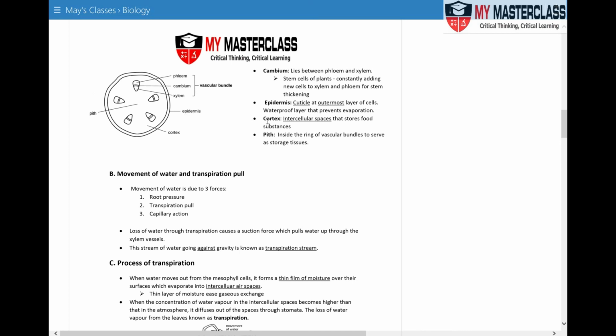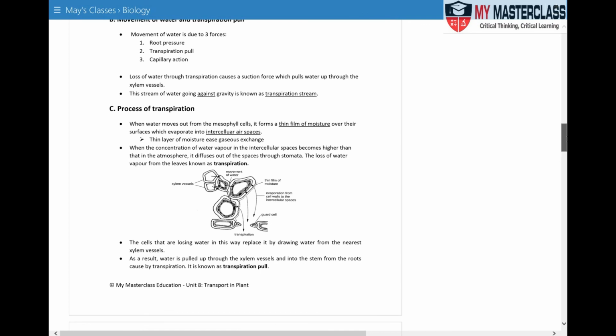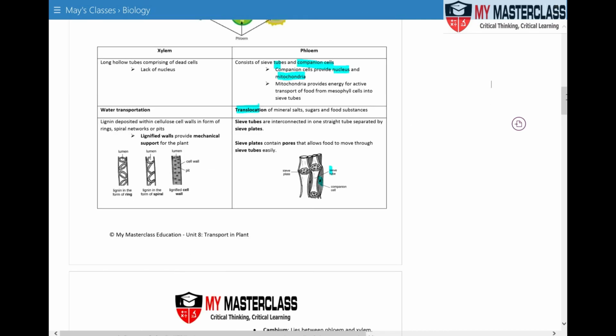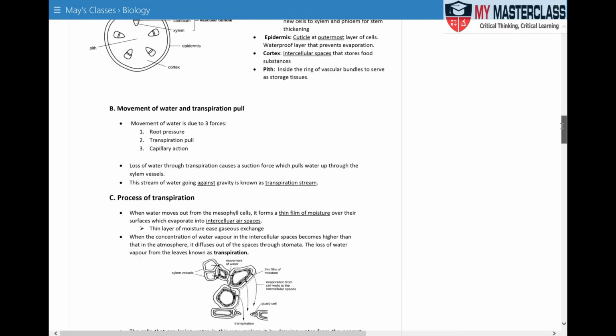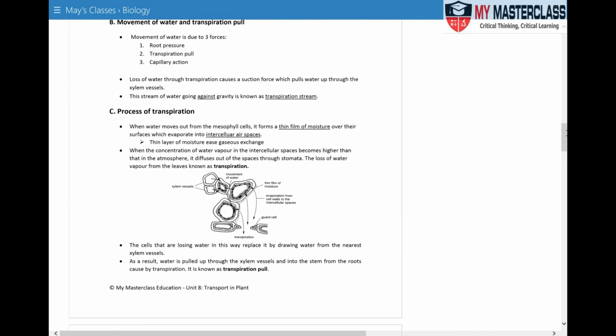Okay, so now for the movement of water and transpiration pull, just to summarize, we have root pressure from the roots, transpiration pull by the leaves, and capillary action due to the narrow structure of the xylem vessels themselves. Since the water is going up against gravity in the xylem, that is what we know as the transpiration stream as well. Stream, because it is water that is going upwards against gravity.